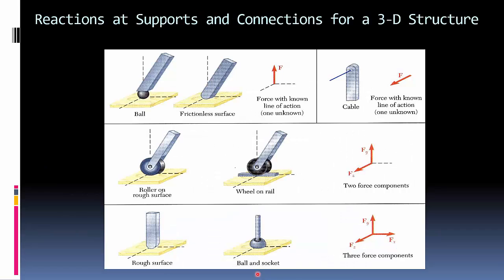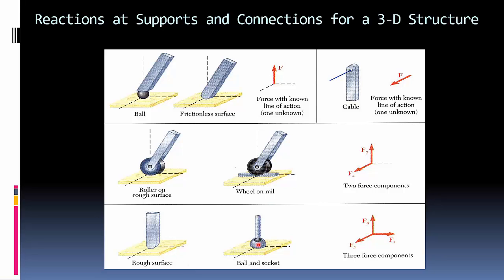So let's talk about our 3D connections and supports. In 3D we have the potential to resist up to 6 unknowns, right? First off, a ball or a frictionless surface. Again, this only does one thing: it resists force in the y-axis. A cable resists force along the line of action of that cable. You can use information about the cable to know what direction that is. So these are one unknown. Now we have two unknowns: a roller on a rough surface or a wheel on a rail, right? It's going to let it go this way, but it will not let it go in this direction, and it will not let it go in this direction. Same deal: it will not let it go in the y or in the z axis. And so these are the two unknowns.